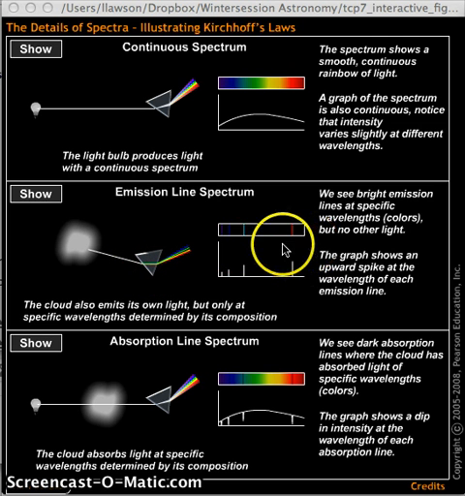They have very different appearances. The continuous looks like a rainbow, one color blends into the next. The emission spectra are very distinct lines of bright color, and the absorption spectra is like a continuous spectra, but there are black lines superimposed on that rainbow. So let's look at these three.